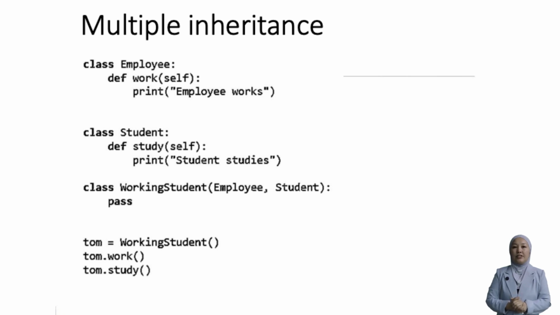Python permits a class to inherit from more than one parent. This is multiple inheritance. For instance, a class could inherit from both an employee class and a student class, combining the capabilities of both. This is powerful but introduces complexity, particularly when parent classes have methods with the same name. Python resolves such conflicts using a defined method resolution order.